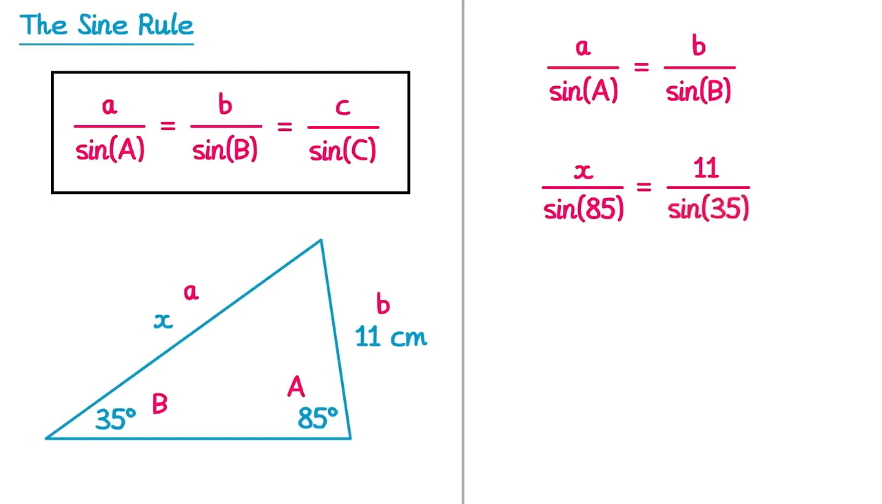What we have now is just an equation to solve to try and find X. On the left-hand side, it says X divided by sine of 85. So we can find X by multiplying both sides by sine of 85. If you multiply by sine 85 on the left, that will cancel the sine 85 that's already there. So on the left you just have X.